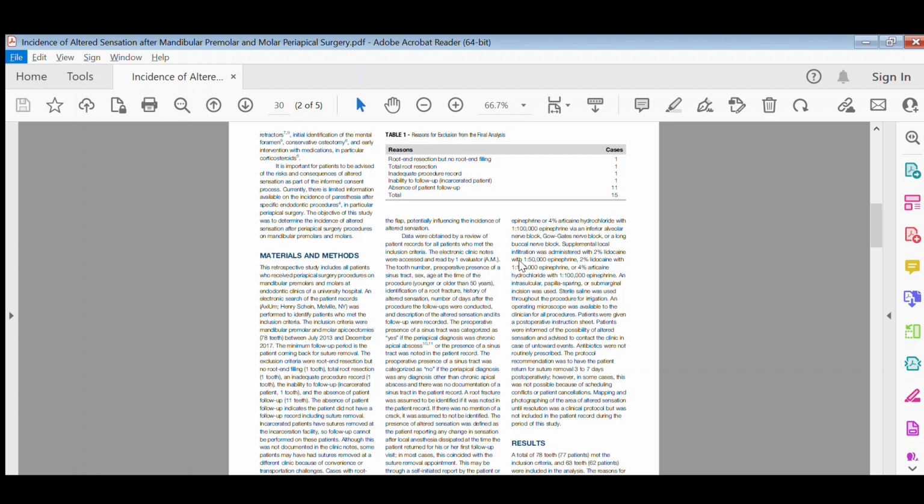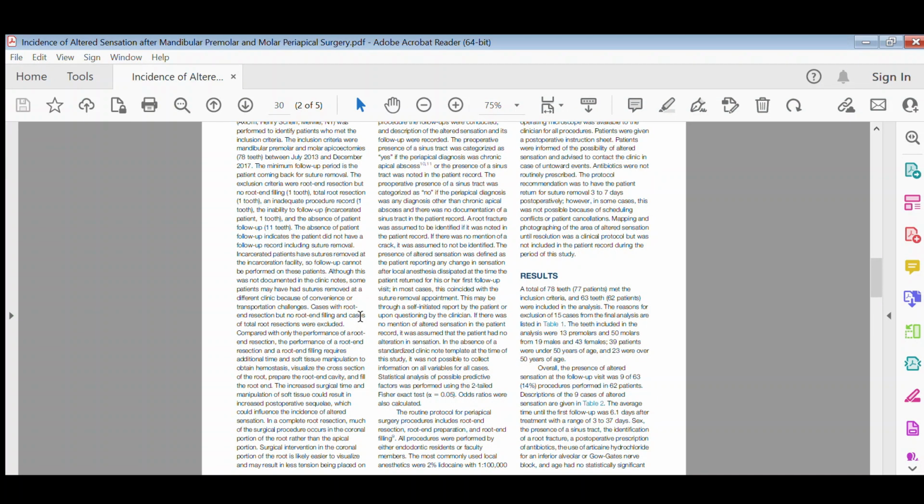If there was no mention of altered sensation in the patient record, it was assumed that the patient had no altered sensation. Most of the surgeries were performed in modern endodontic fashion using an operating microscope. The patients were informed about the possibility of altered sensation and advised to contact the clinic in case of untoward events, and the patient returned for suture removal 3 to 7 days postoperatively.